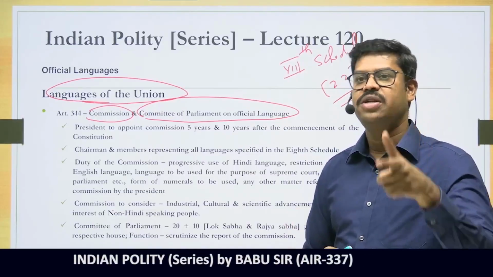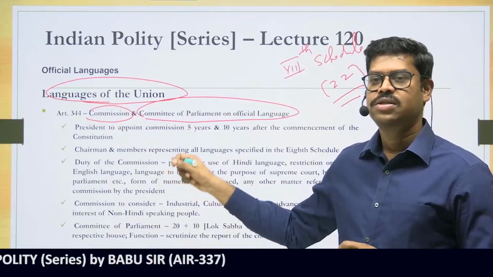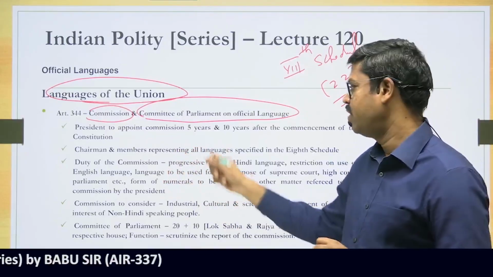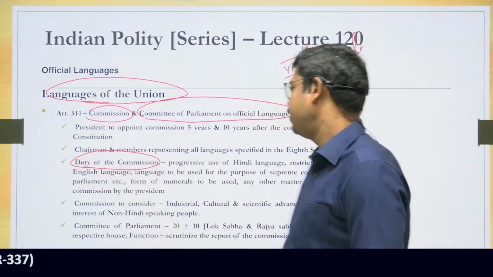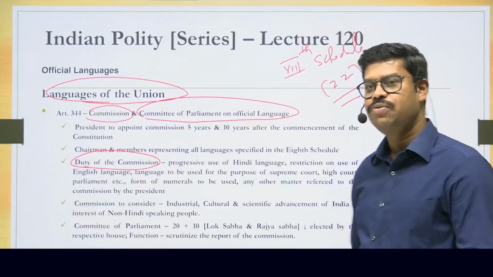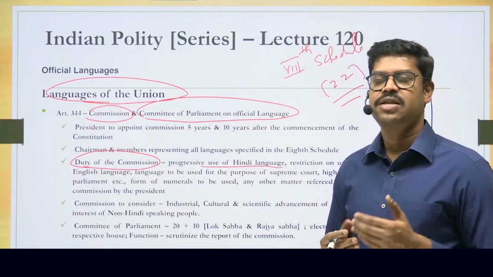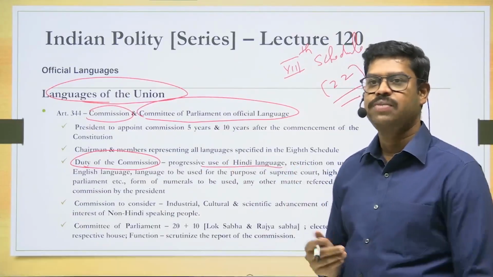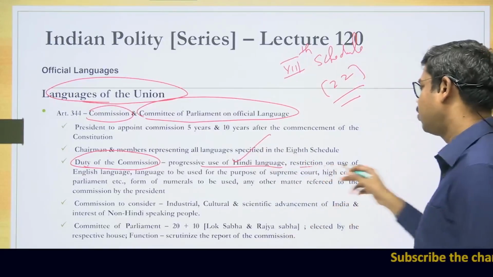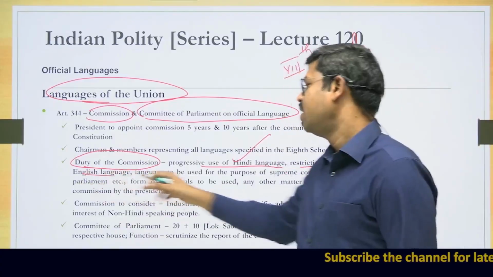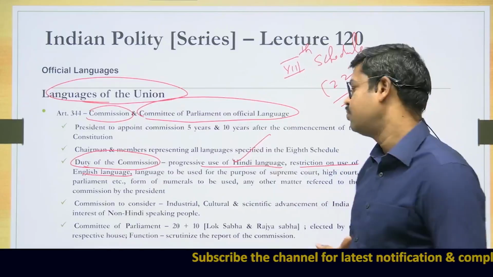The function to be performed by this commission is also prescribed in Article 344. So what does the Constitution say with regard to their function? It is the duty of the commission to make recommendations about the progressive use of the Hindi language. So the commission shall study and recommend how Hindi shall be used as a progressive language. That's one thing. The second thing is restriction on the use of the English language. So how the English language shall be restricted and Hindi shall be used more progressively.